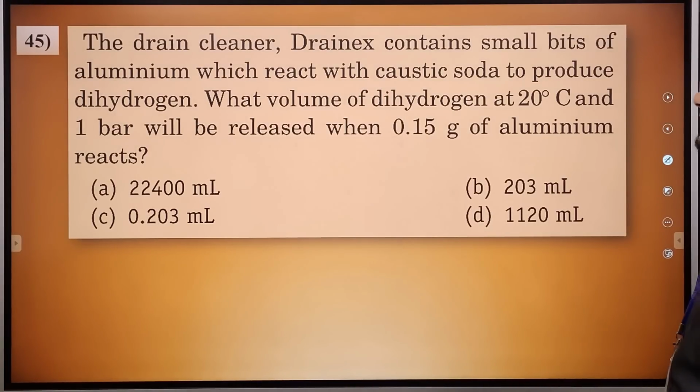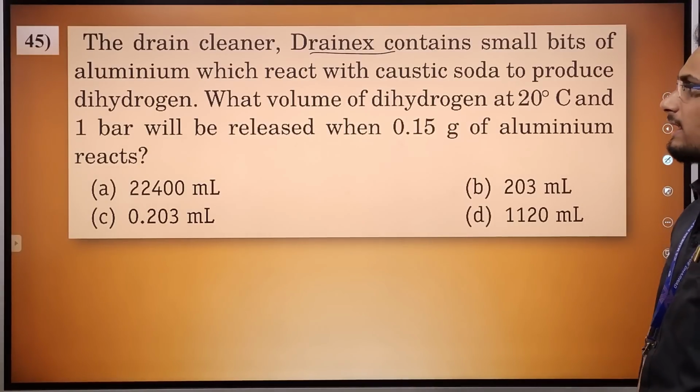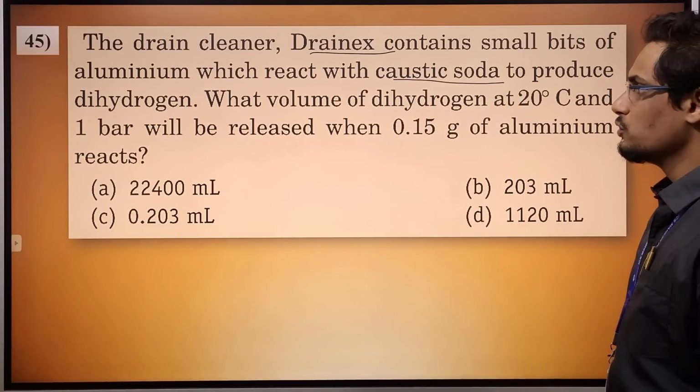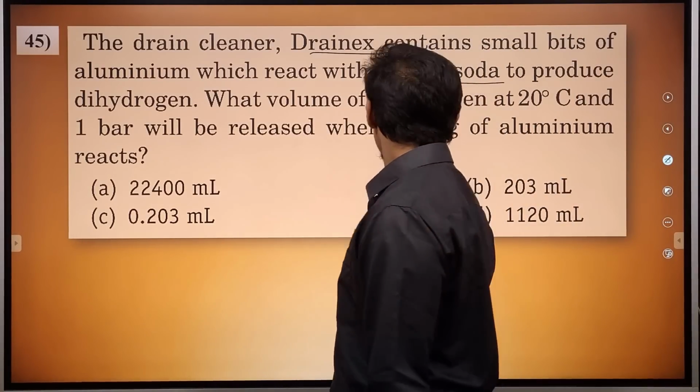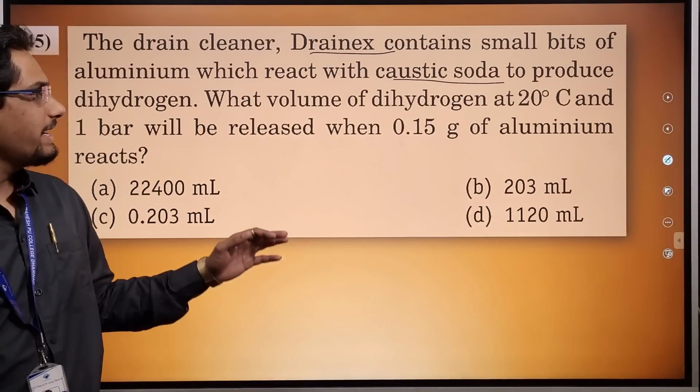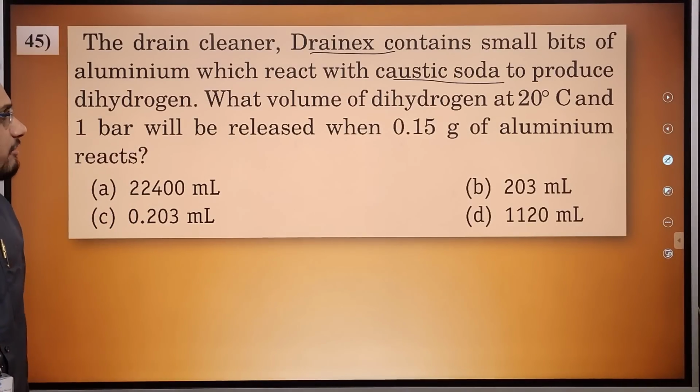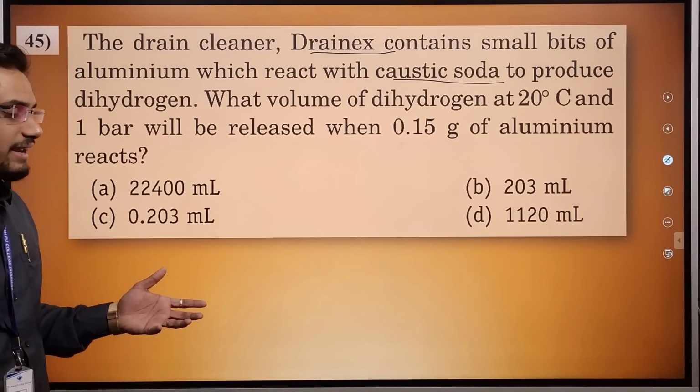The drain cleaner Drainex contains small bits of aluminium which reacts with caustic soda to produce dihydrogen. What volume of hydrogen at 20 degrees Celsius and 1 bar will be released when 0.15 gram of aluminium reacts?